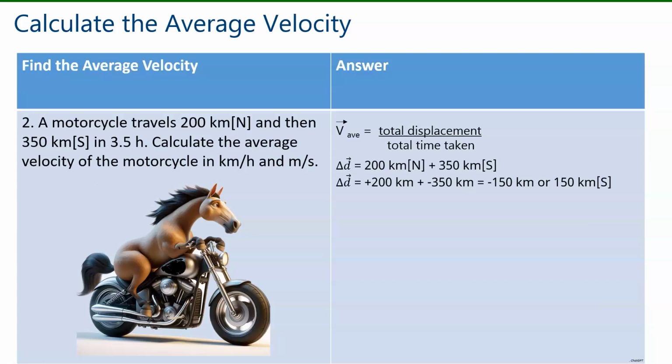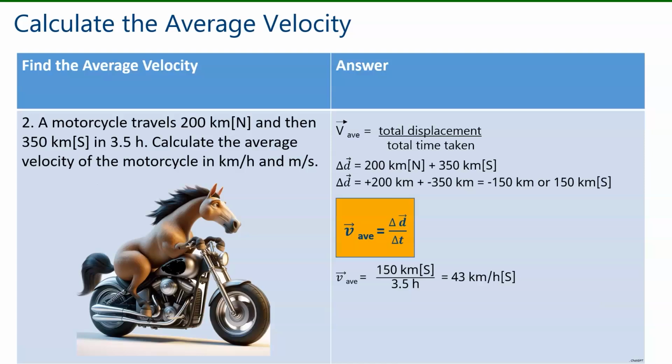So our formula for average velocity then we're ready to use is our change in displacement divided by the change in time. So we have our change in displacement is 150 kilometers south divided by our change in time is 3.5 hours, and that gives us 43 kilometers per hour south. Notice that our denominator has the least number of significant digits with only 2 significant digits, so we have 2 significant digits in our answer.